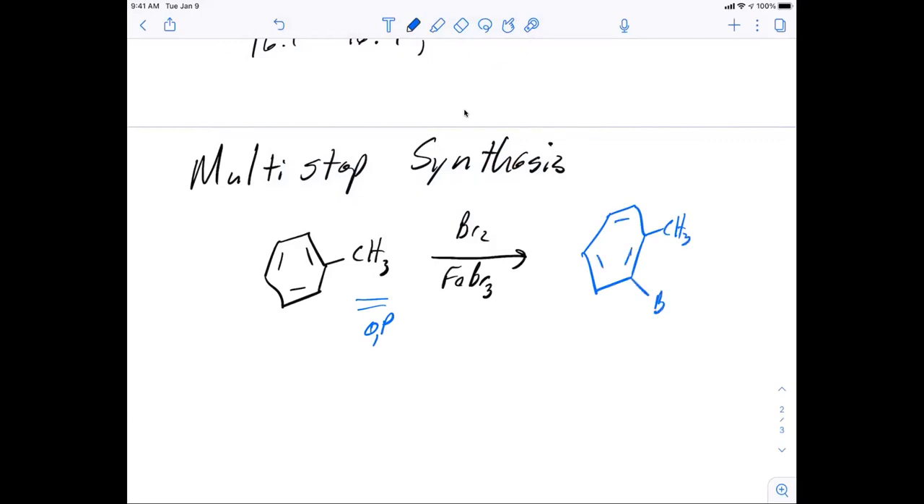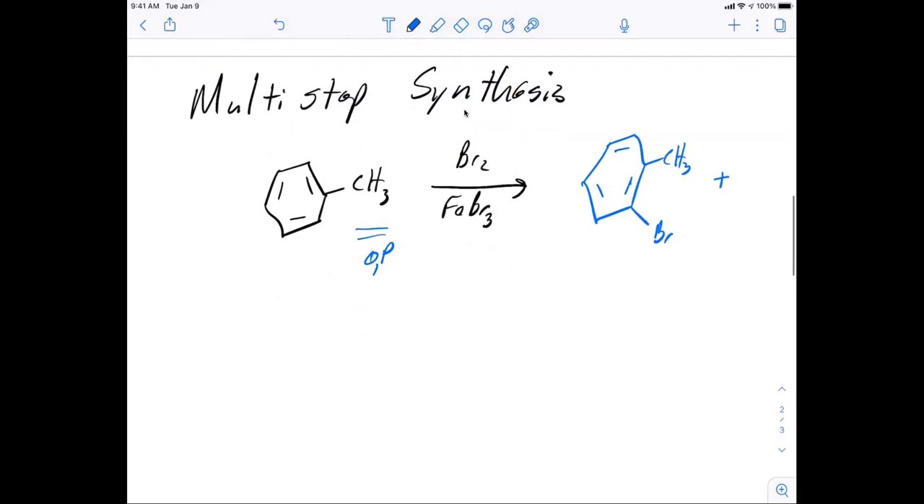I'm going to get the bromine here, plus, that's the ortho position, plus I'm going to get the para here. Okay, so what we're adding to what we've already done in the chapter is now we need to think about our directing. So what's the regioselectivity of my starting materials?